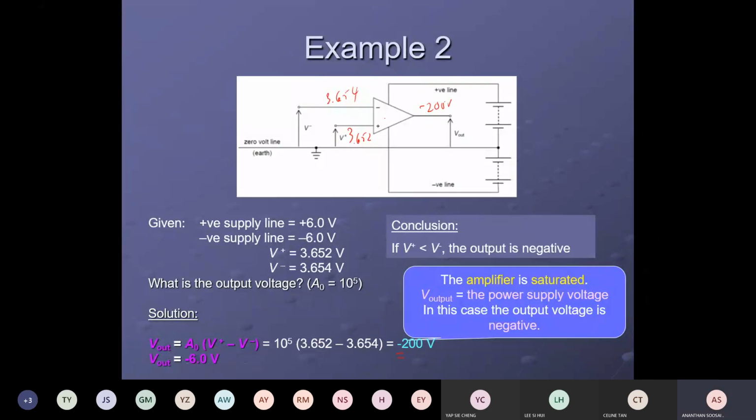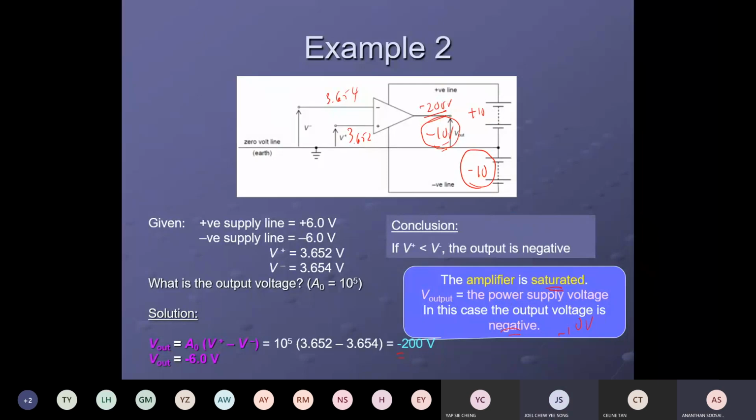But again, it depends on the supply. The supply only has positive 10 volt and negative 10 volt, and it is asked for negative 200 volt. The power supply will give its lowest, negative 10 volt only. The output will be negative 10 volt only, because saturation happens. The amplifier is saturated. V output equals the supply voltage, in this case negative. So if I give negative 10, it will be negative 10 volt. Saturation happens. Any questions so far?